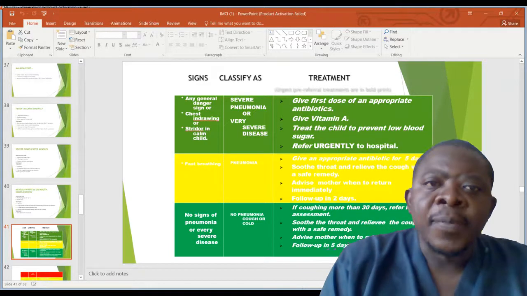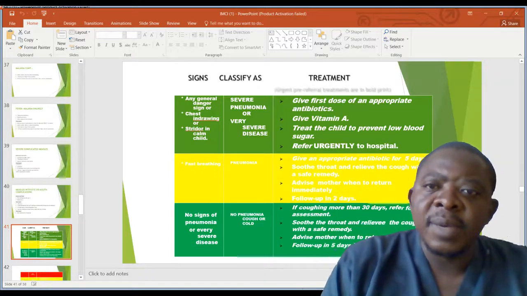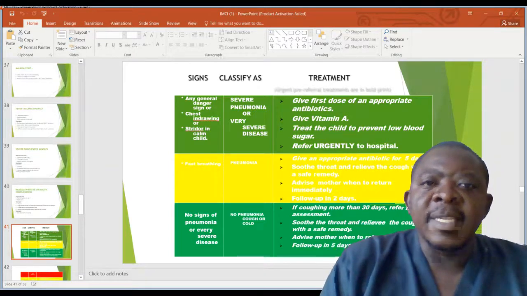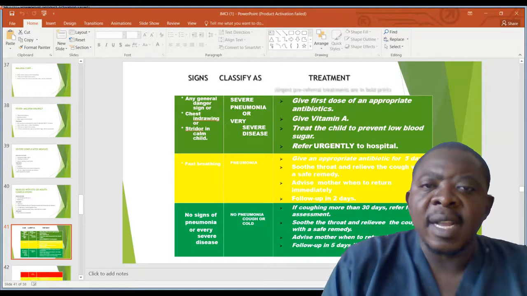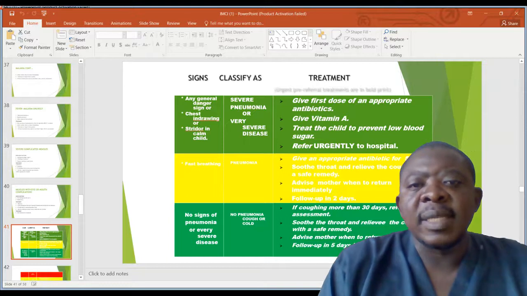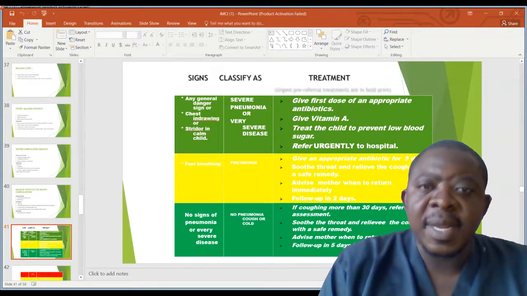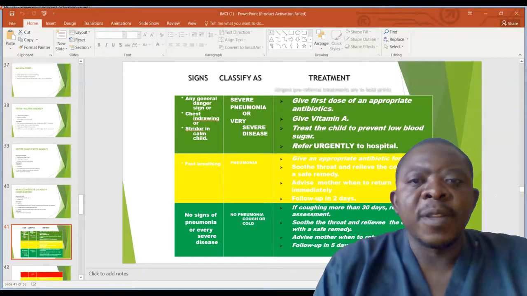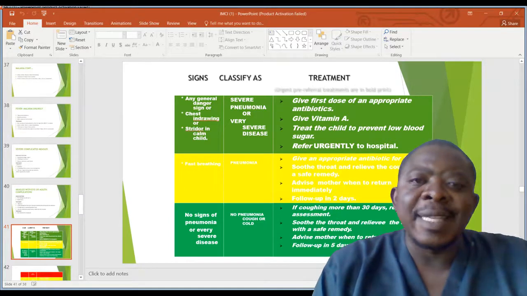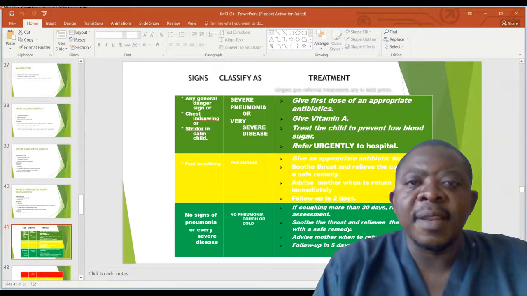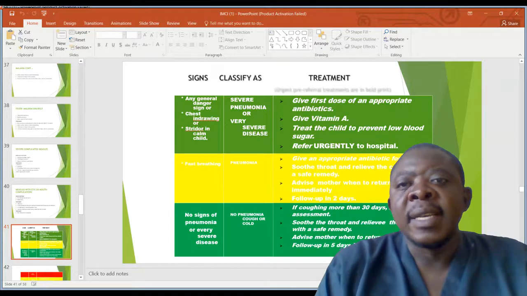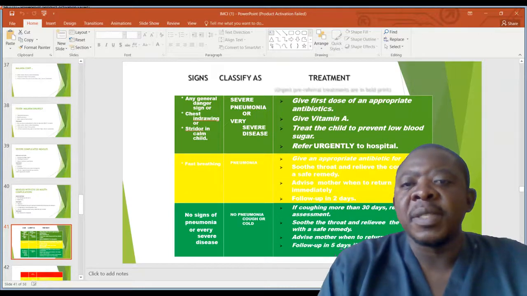Then under code red, okay, so it's any danger sign or chest indrawing or stridor in a calm child. So that is the color code, the red. Okay, so beneath there is green there, but we're saying that is color code red. So it's severe pneumonia or very severe disease. So you give first dose of an antibiotic, vitamin A, and refer urgently.